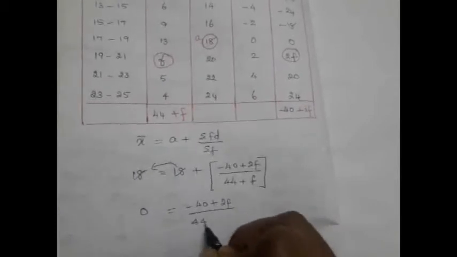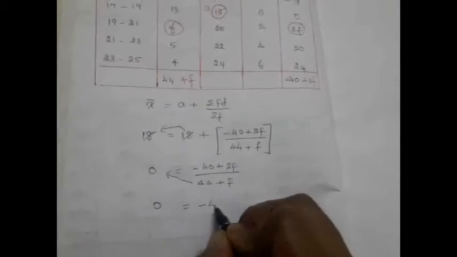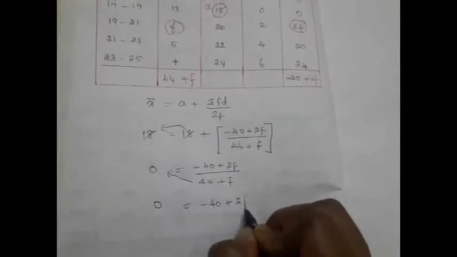18 minus 18 is going to be 0, right? I brought this 18 to the other side, so 18 minus 18 is 0. So now we have 0 is equal to minus 40 plus 2f divided by 44 plus f. Now we need to bring the entire denominator to the other side. 0 into anything is going to be 0 only. So this becomes 0 is equal to minus 40 plus 2f.